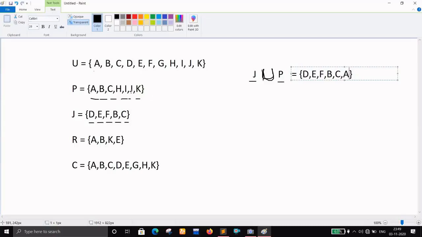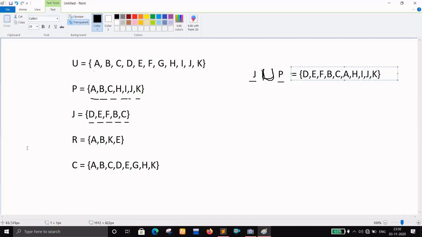So B is already present inside J, so we won't write B. We will take A. Then let's see. Is C present inside J? Yeah, it is. And we have already written C. If something is common, take it once. Do not write two times, or do not exclude it. You have to write it, but only one single time. So do not take C as well. H is unique. You haven't taken it yet. I is also unique, J is also unique, K is unique.